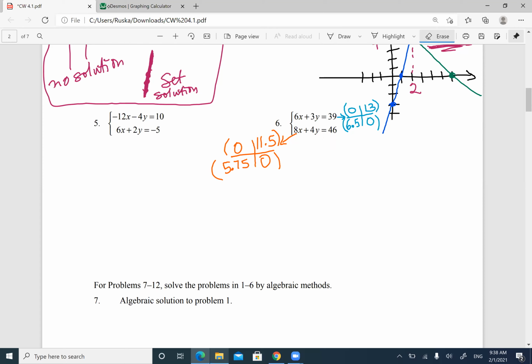Okay, and then let's start graphing. So we're going to have the x-axis and the y-axis, and we need to go all the way to 13. 1, 2, 3, 4, 5, 6, 7, 8, 9, 10, 11, 12, 13. And then the x is going to 12. 1, 2, 3.